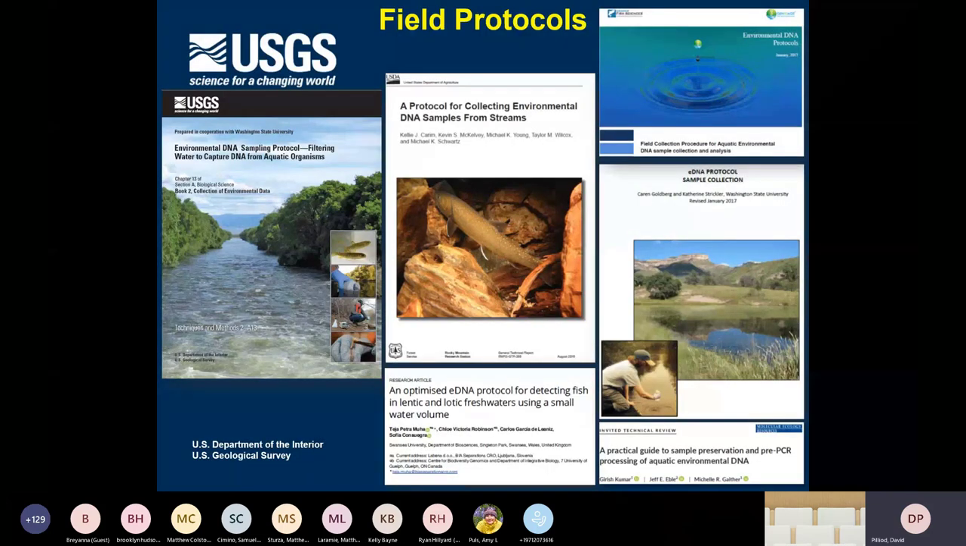Okay, that's my section of the talk. I'm going to hand this off to Matt, but I just wanted to highlight there are field protocols out there that I recommend you dive into.